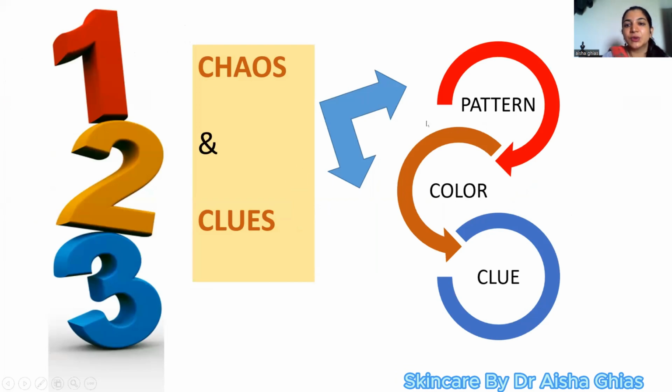Remember, we studied revised pattern analysis, and in revised pattern analysis, we studied patterns and colors and clues. So if we combine patterns and colors, we can call them chaos. And then clues, obviously, we do have some clues in the chaos and clues method. So if we find a lesion is chaotic, it is showing chaos, plus we find some of the clues or one of the clues, we say that fine, this lesion is concerning and we really need to cut it out.